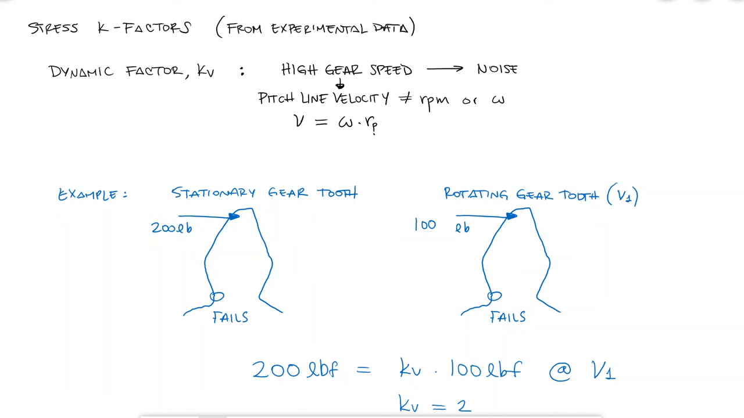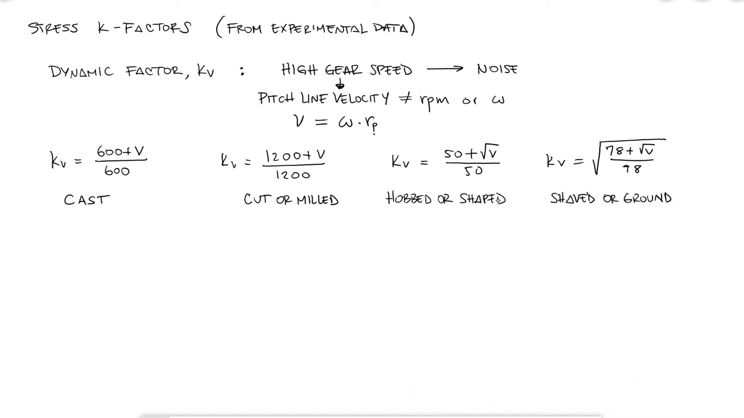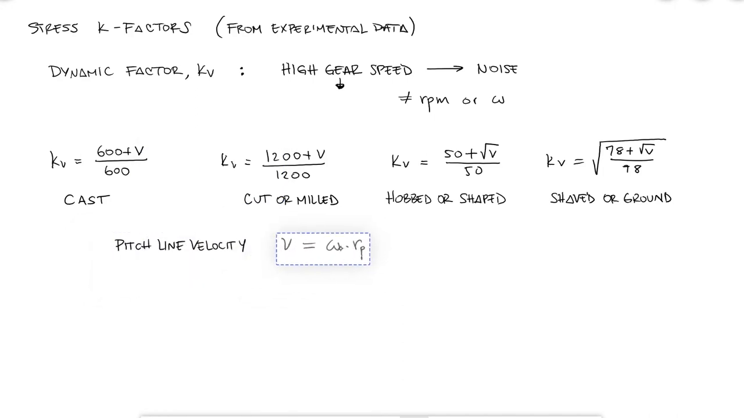Taking these experimental measurements, we come up with K_V factor expressions that again depend on the pitch line velocity and of course the machining process to manufacture the gear. There will be an equation for K_V for cast profiles, cut or milled, hubbed or shaped, and shaved or ground. Important to note here is the fact that this pitch line velocity V is in feet per minute, which again, just like the units of the gear radius you use to find the tangential force when starting with the horsepower information, require you to use feet for the radius of a gear instead of the more sensical inches units.